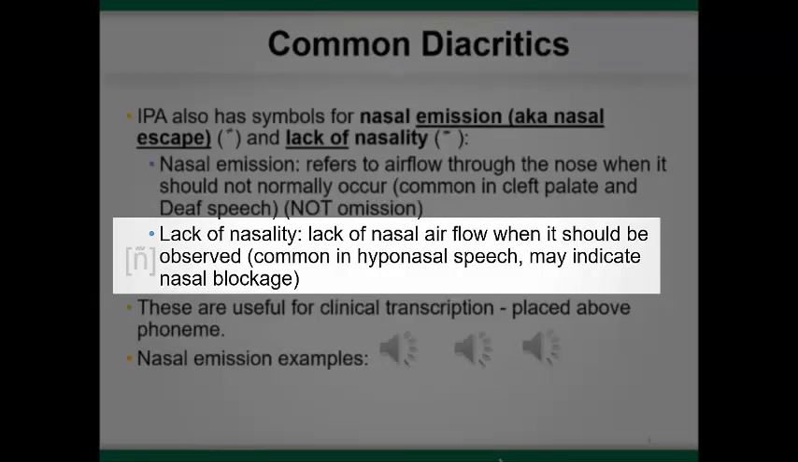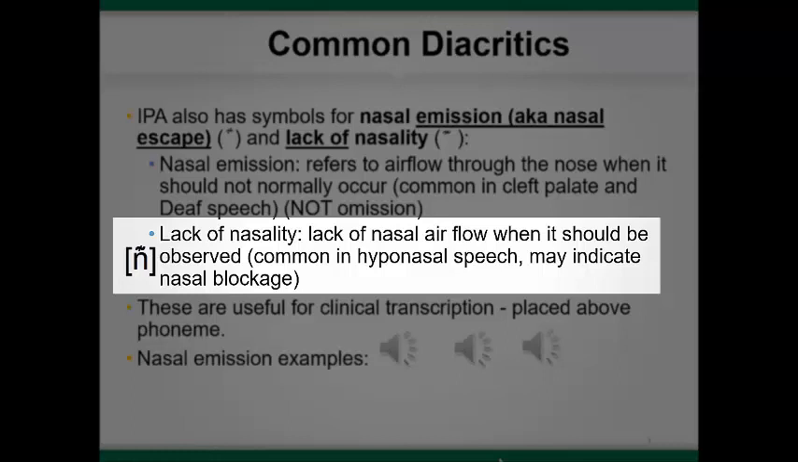The next diacritic indicates the opposite of the nasal emission diacritic. It is the diacritic for lack of nasality. Lack of nasality occurs when nasal airflow does not occur when it should. That is, when there is a lack of nasal airflow for a nasal consonant. Lack of nasality should make a nasal consonant sound more like a stop.